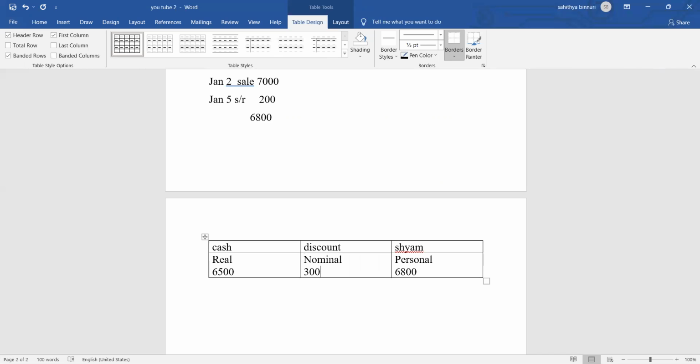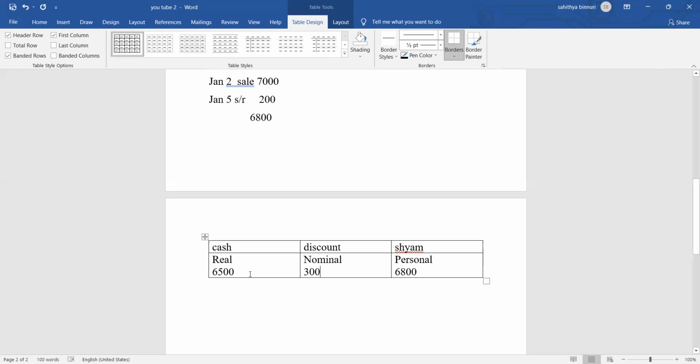So when you are giving Sham 300 rupees discount, it is going to become an expenditure to you. You have to receive 6,800, but you received only 6,500. It is a loss to you because Sham is not willing to give you 6,800. You settle the account itself. Why drag the account? So you settled there itself. So you are also convinced to receive the 6,500 rupees from Sham. So the 300 rupees which you have to receive is a loss or an expenditure to you because you did not receive it. So discount is an expenditure in this transaction. So cash comes under real account, discount comes under the nominal account, and Sham comes under the personal account.